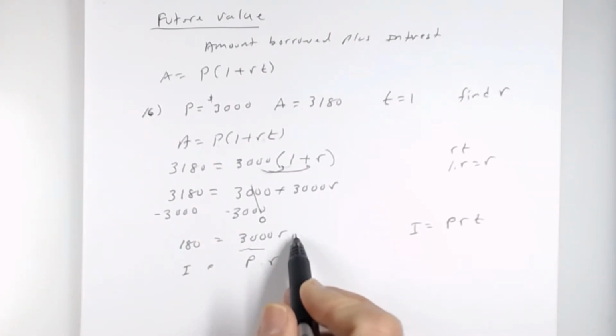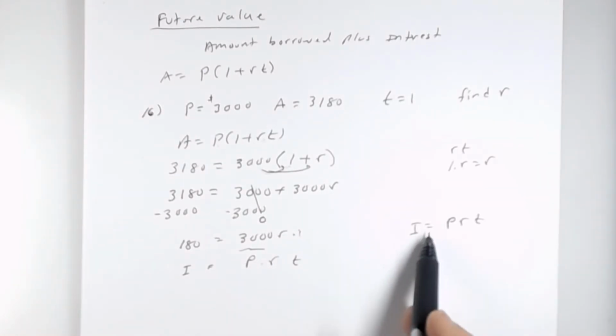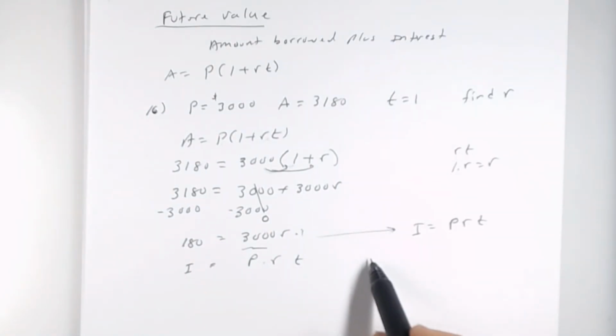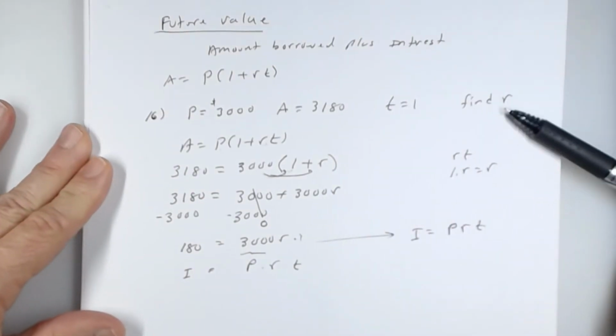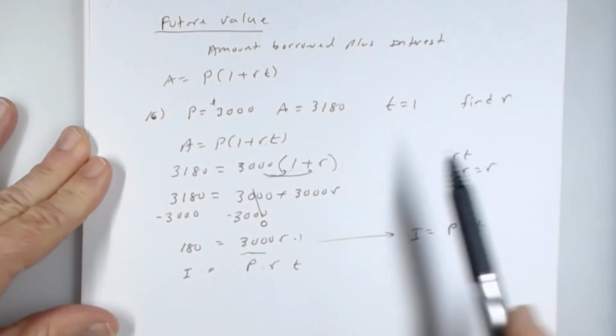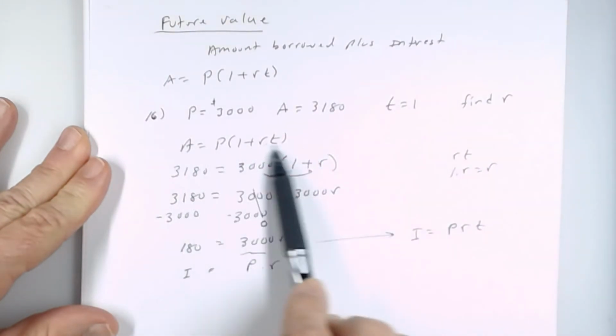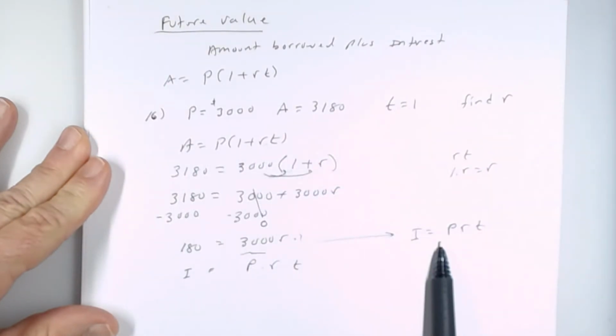And notice you don't see a number here, but there is a time. What's that time in this problem? 1. Isn't this right here just this? So what I'm saying is that to answer this question, find R, you did not have to start with this. You could have used this right away. It makes things a lot easier.